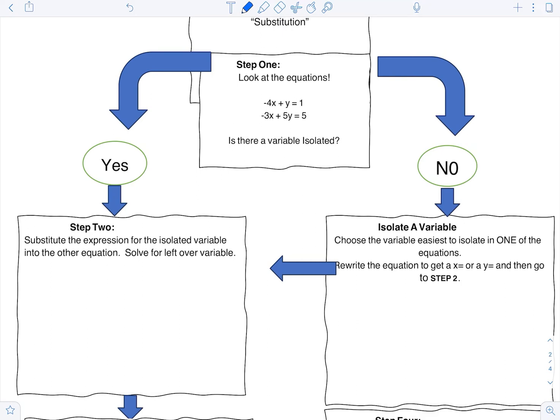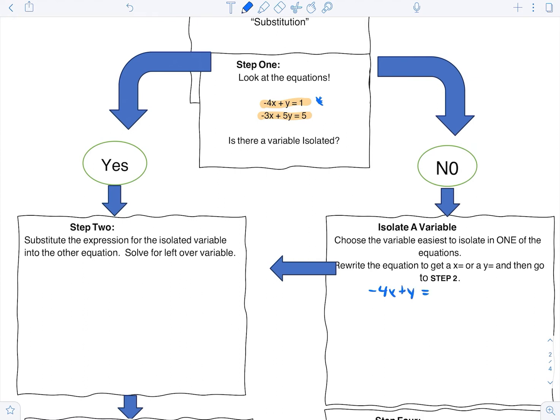All right, in the second example, it says look at the equations. Negative 4x plus y equals 1 and negative 3x plus 5y equals 5. Is there a variable isolated? The answer is no. So what we're going to do is take one of the equations, choose one of the equations to isolate the variable. And it's easiest to look at this first equation at y because the coefficient is 1.